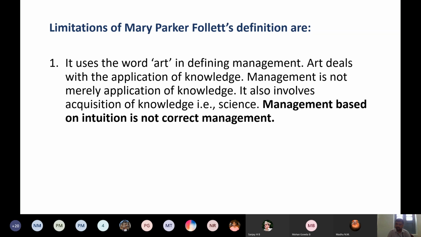Sir, it's the ability to understand something. What do you mean by intuition? Sir, it is the ability to understand the particular problem. Actually, intuition means taking decision randomly.